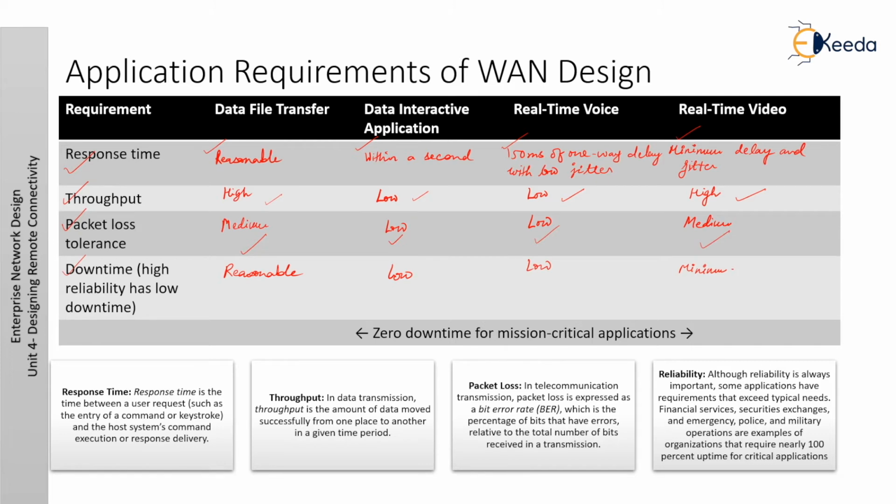Downtime, like in Gmail's case, 3 to 4 hours of downtime is reasonable sometimes because it is a very big organization and they are trying to upgrade their services. For data interactive applications, downtime must be low, and for real-time voice it must also be low, and for real-time video it is also low.